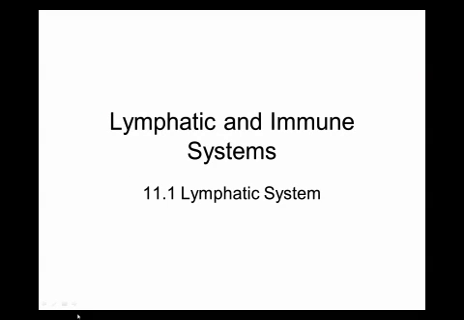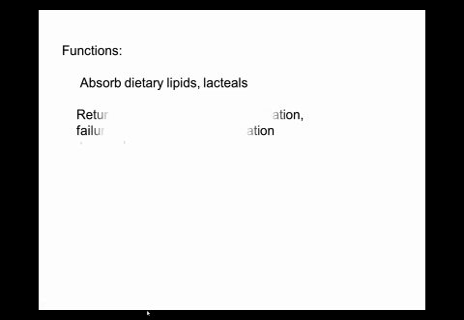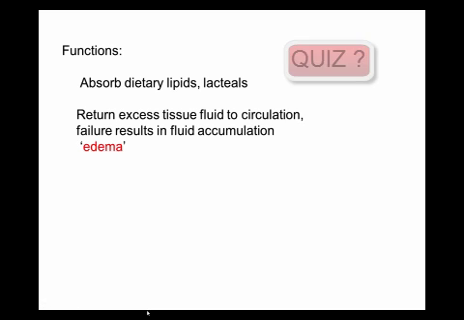Lymphatic and immune system. 11.1, the lymphatic system. The functions of the lymphatic system are to absorb dietary lipids. There are some lymph capillaries called lacteals in the digestive tract that absorb dietary fat. But the primary function of the lymphatic system is to return tissue fluid to circulation.